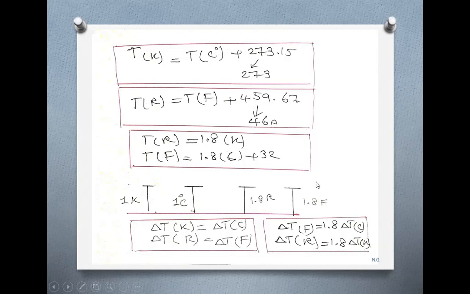On a scale, 1 degree Rankine and 1 degree Fahrenheit are equal. 1 degree Kelvin and 1 degree centigrade are the same. But when you compare difference in temperature in Fahrenheit and difference in temperature in centigrade, the difference in temperature in Fahrenheit is 1.8 times the difference in temperature in centigrade. The same with Rankine and Kelvin. Difference in temperature in Rankine is 1.8 times larger than difference in temperature in Kelvin.